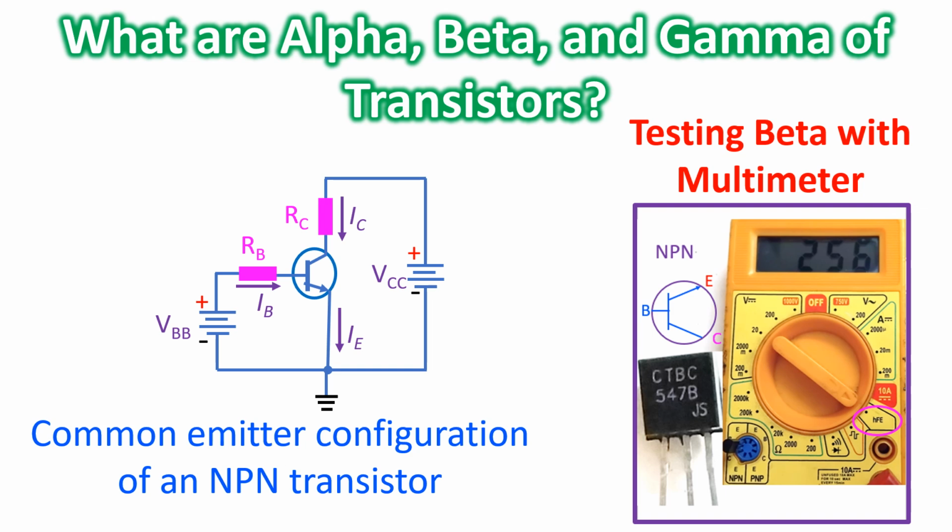Gamma is the current gain in common collector circuit. Base is the input terminal in this configuration, also known as grounded collector configuration. Here, output terminal is the emitter.